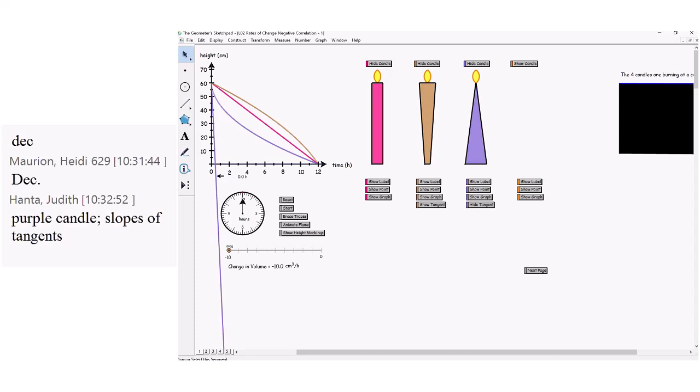What's going to happen to the slopes of those tangents there, given that we think this is a decreasing rate of change? We're going to give you some time to do some typing. It's a decreasing rate of change. What should happen to the slopes of those tangents?